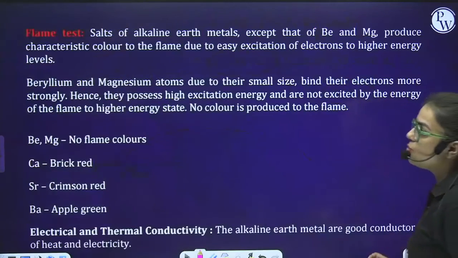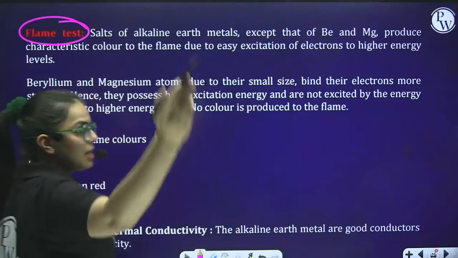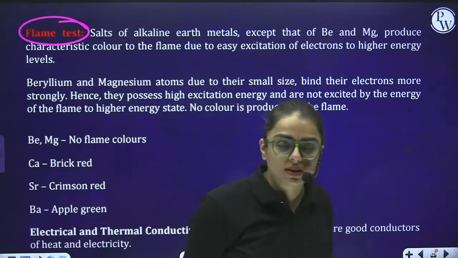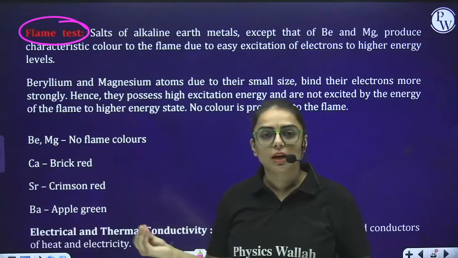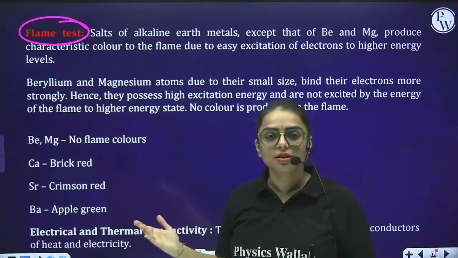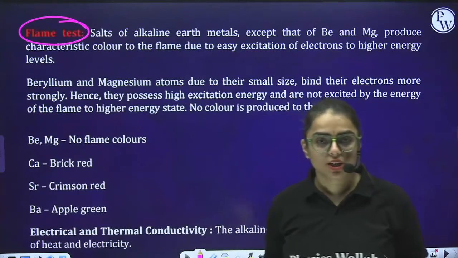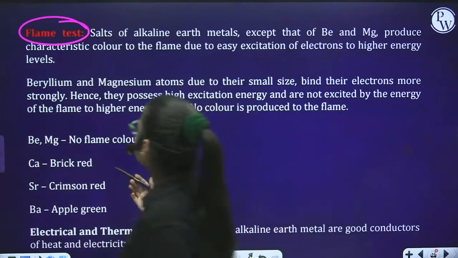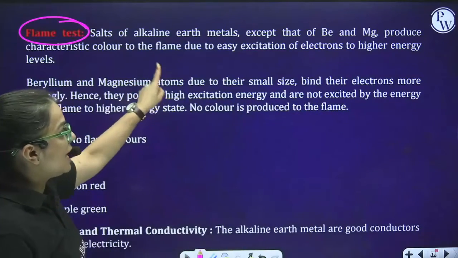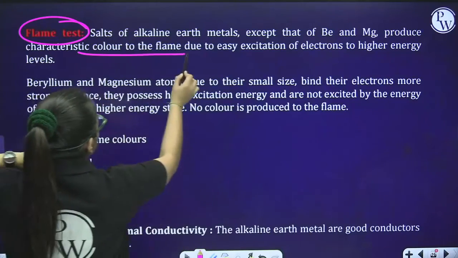Now students, let's move on to the next part, that is flame test. In flame test or flame colorization, what I told you in the previous class, if we provide some flame, the electron from the lower ground state will move to the excited state, and while coming back it is going to liberate some radiation and then it imparts color, right? So this is a flame test. Salts of alkaline earth metals, except those of beryllium and magnesium, produce characteristic colors in the flame.